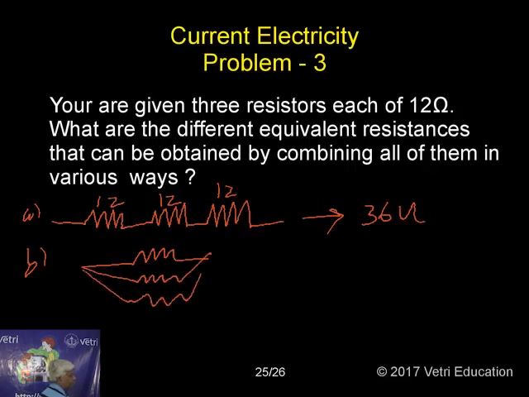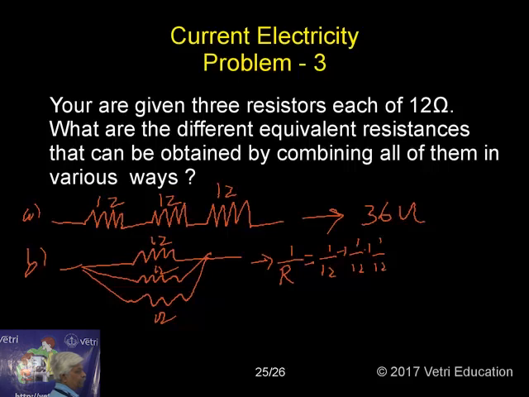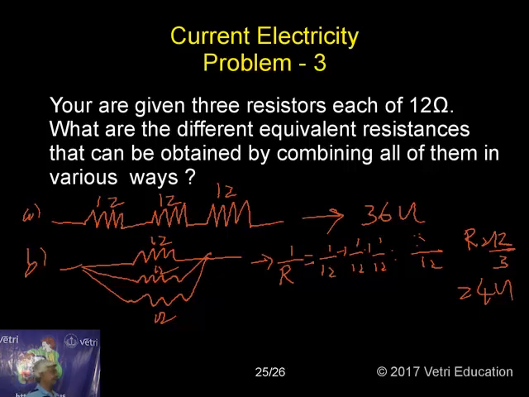Suppose the problem is asked like that, these 3 resistors in this way, what is the resultant value? This is also 12, this is also 12. So 1 by R is equal to 1 by R1 plus 1 by R2 plus 1 by R3. Therefore 1 by 12 plus 1 by 12 plus 1 by 12, that is equal to 3 by 12, or 12 by 3, that is 4. Are you able to understand? 1 by R is equal to 3 by 12, therefore R is equal to 12 by 3, that is equal to 4 ohms. This is the second thing you have to understand.